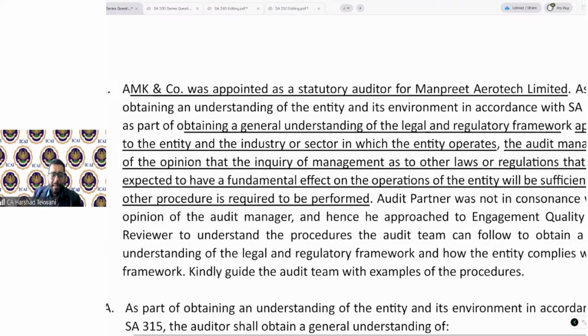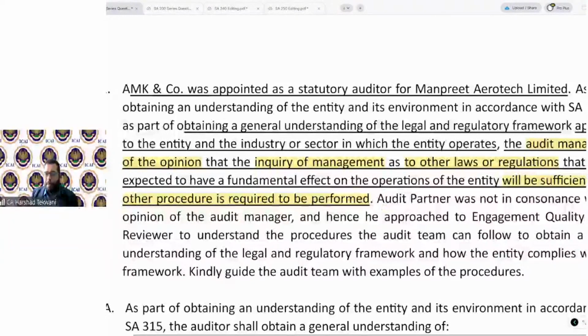Okay, so the scenario is that the audit manager was of the opinion that inquiry with the management with respect to the other laws and regulations that may be expected to have fundamental effects on the operation of the entity will be sufficient. So inquiry will be sufficient with respect to other laws and regulations, and no other procedures are required to be performed in case of other laws and regulations.